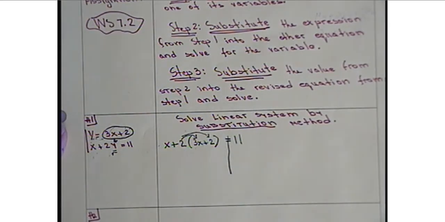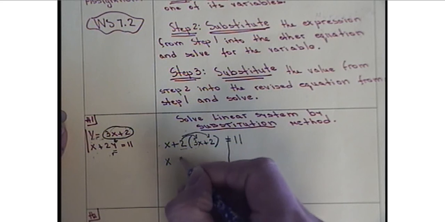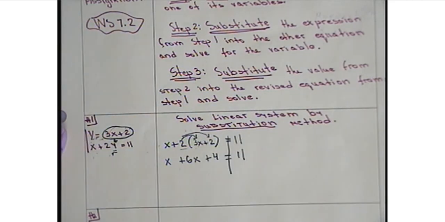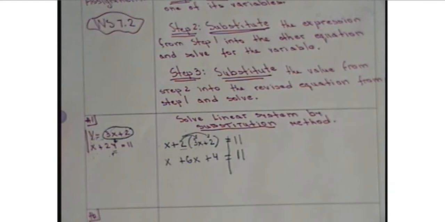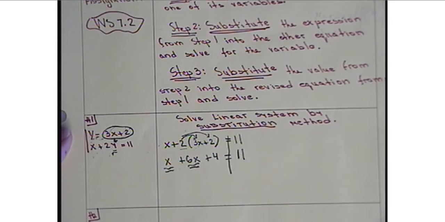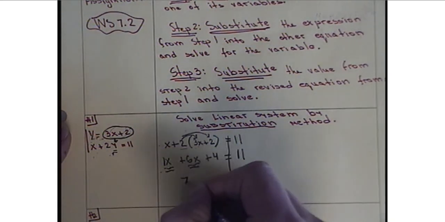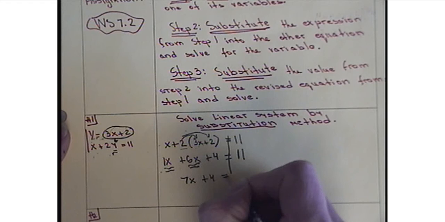So how do we solve the equation for x? First, we apply the distributive property. So I have x, and then positive 2 times 3x will be plus 6x, and positive 2 times positive 2 will be plus 4, equals 11. Once you're done with the distributive property, next you look for like terms. We have 2 x terms here: the first one is 1x, the second one is 6x. So 1x plus 6x gives us 7x plus 4 equals 11.